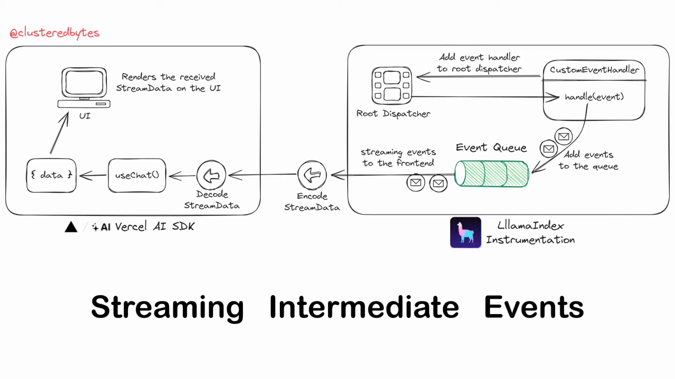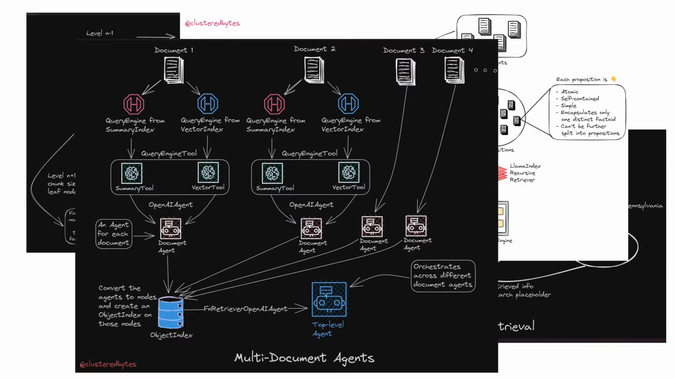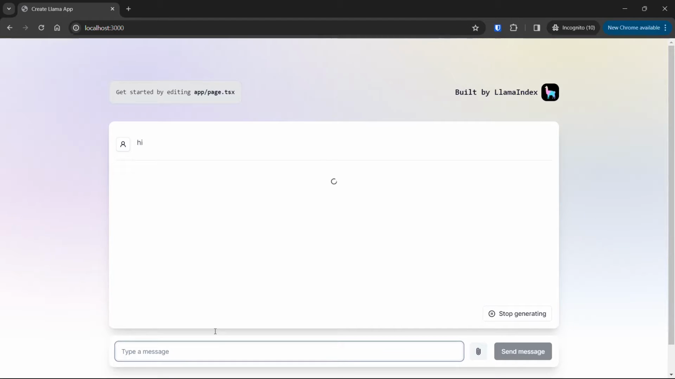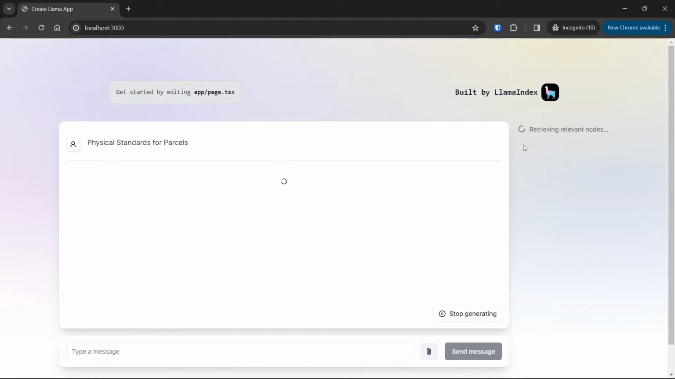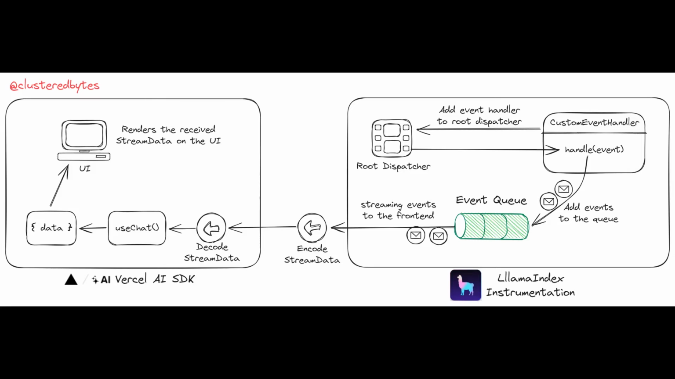Streaming intermediate results in RAG is a crucial part of a good user experience, especially if the RAG pipeline is complex and includes loads of tools and agents. Instead of making the user stare at a loading spinner, we can keep the user updated with the intermediate steps like this. Alright, let's see how to build this.